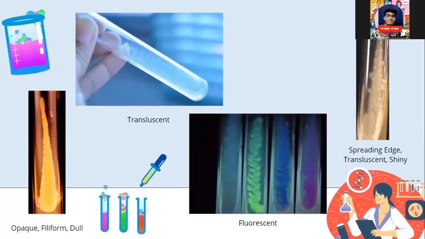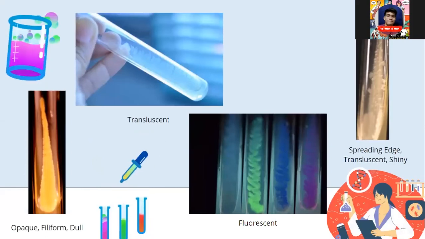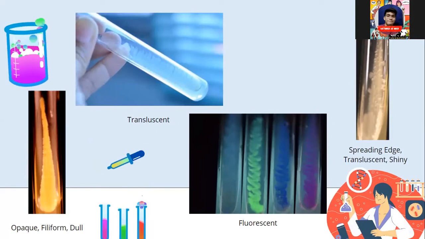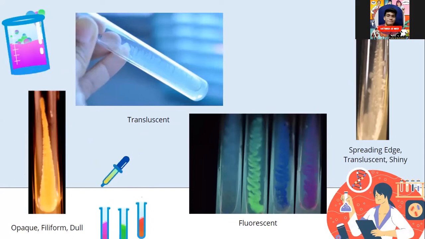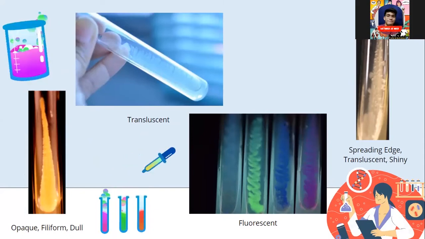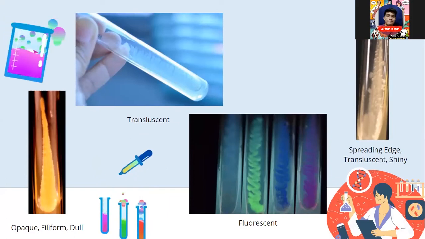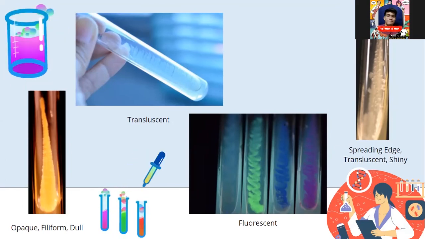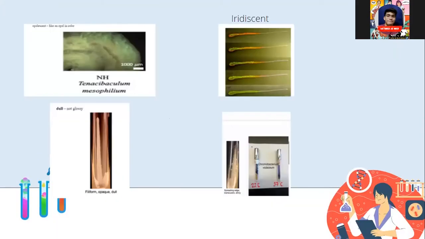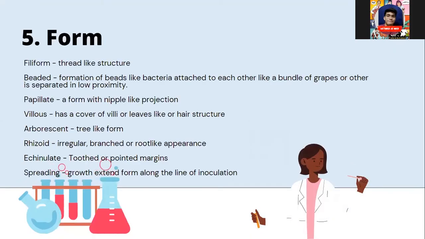Next. These are the examples of bacterial cultures, bacterial agar slants, which have the optical characteristics of opaque, translucent, fluorescent, and translucent. Next. We have also here some examples of opalescent, dull, iridescent, and shiny, glossy or shiny.